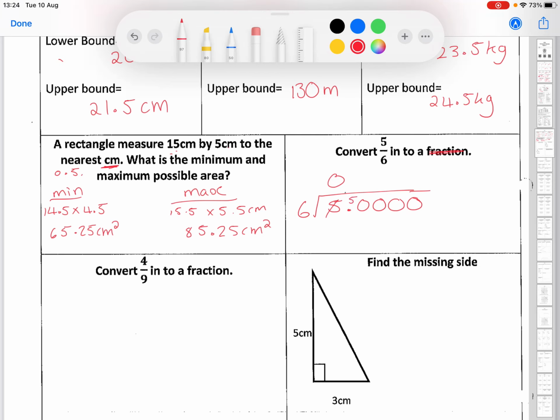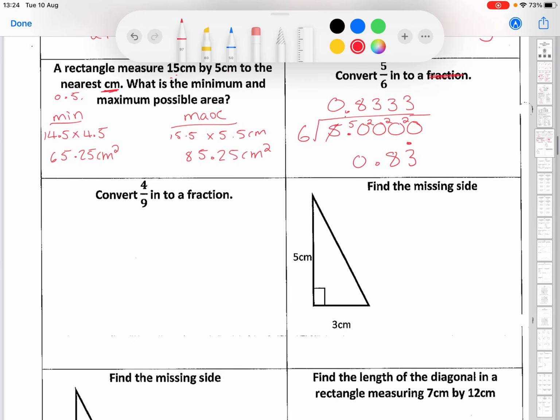It doesn't. We're going to carry all that 5. How many times does 6 go into 50? It goes in 8 times, because 6 8s are 48 with a remainder of 2. How many times does 6 go into 20? It would go in 3 times with a remainder of 2. You can see a recurring here. So our answer would be 0.83, and that 3 is recurring. So we just need that recurring above 3.